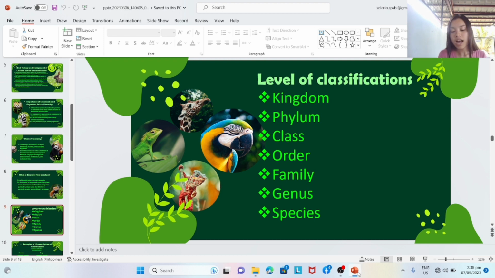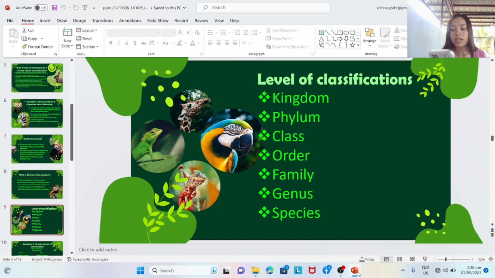Next is genus, a level below family representing a group of closely related species. Genera share more similarities with one another than with organisms in other genera. The last is species, the most specific level of classification. It represents a group of organisms that share common characteristics and can interbreed to produce fertile offspring.